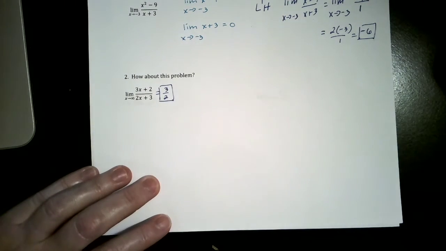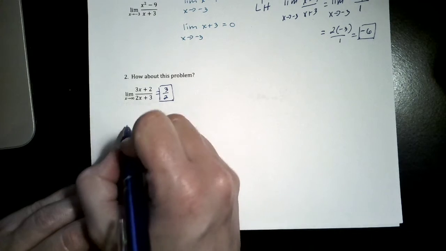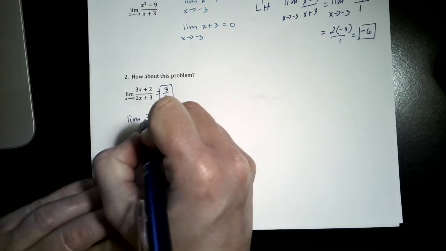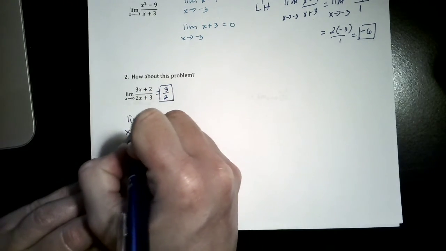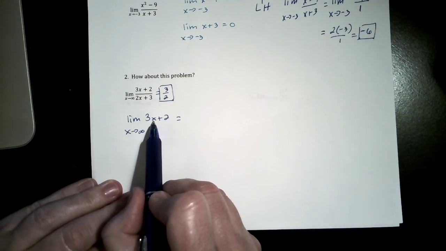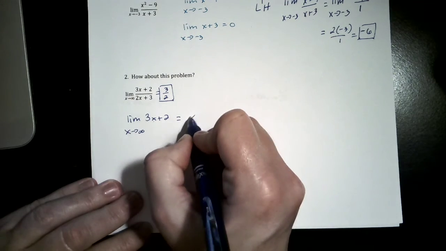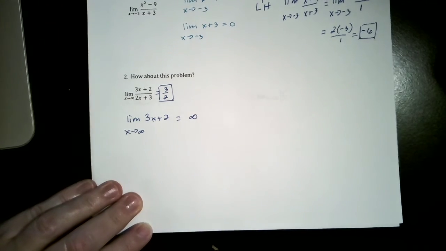But let's say that you froze on the AP exam and you didn't remember those rules. So we look at it and say, all right, let's take the limit of the top, the limit of 3x plus 2 as x approaches infinity. If x is getting really, really big, and then I multiply it by 3 and add 2, it's just going to continue to grow without bound.